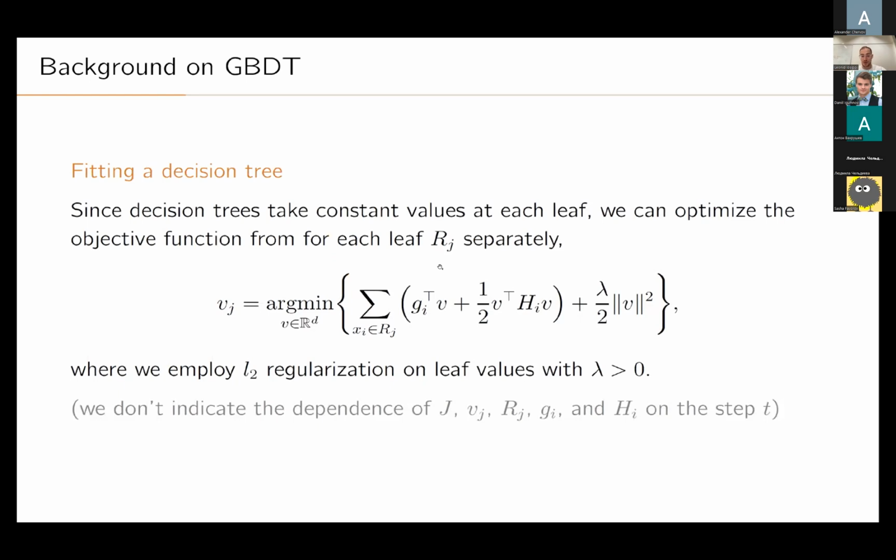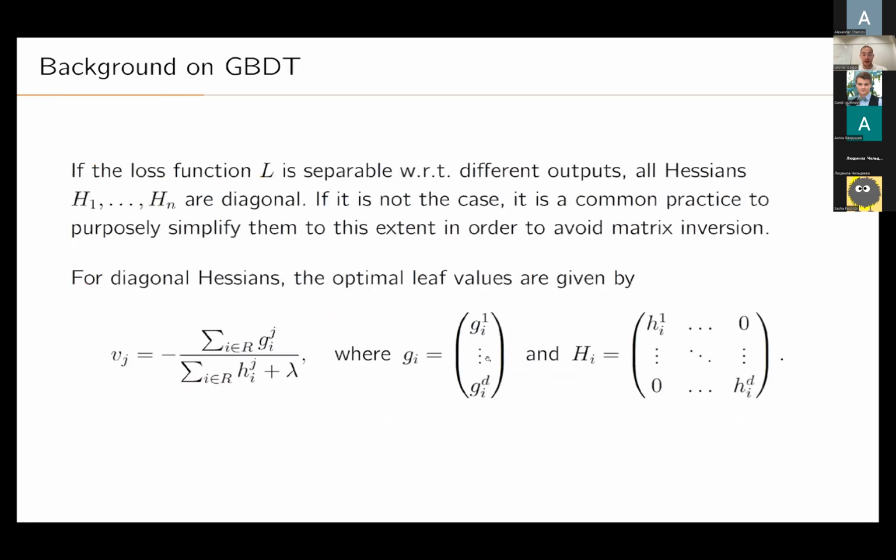Then everything is simple in the sense that we can just minimize the target function we have with respect to leaf values. Since we are doing gradient descent or Newton method, it can be solved analytically, because our target function is just linear or quadratic, and optimal leaf values are the following.